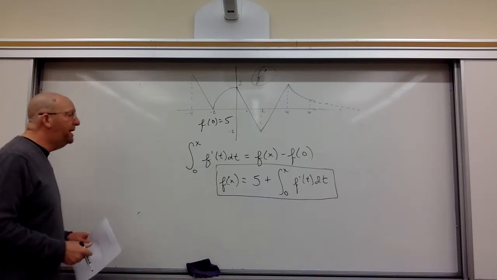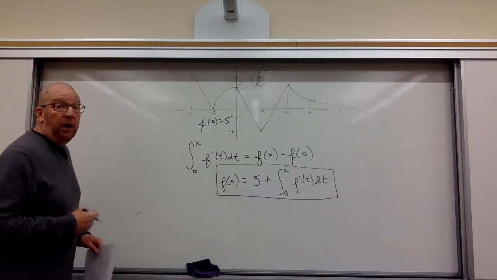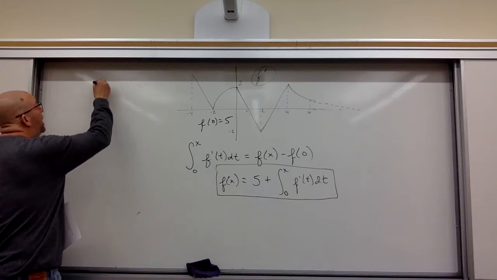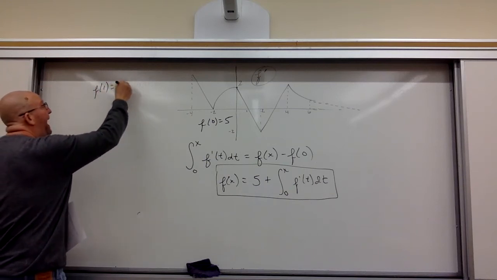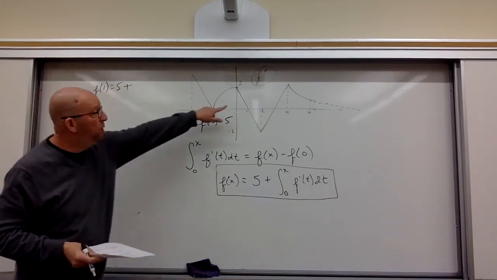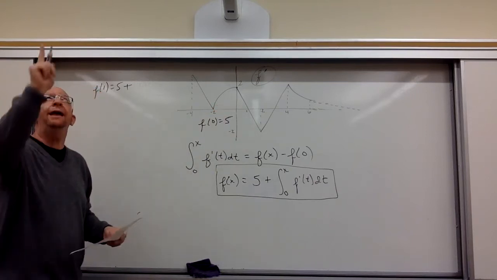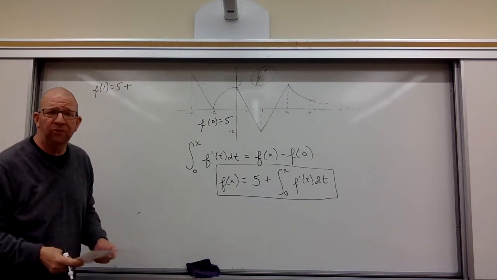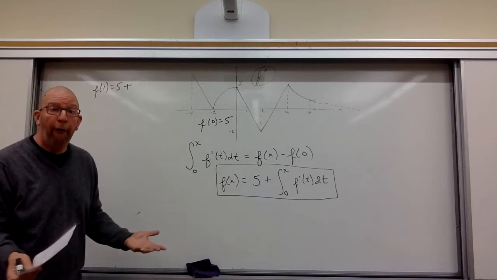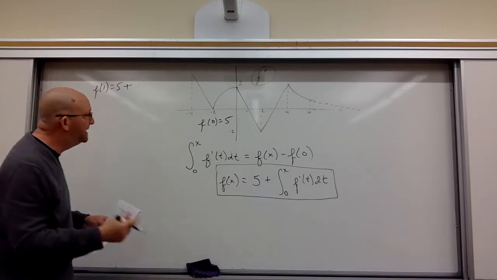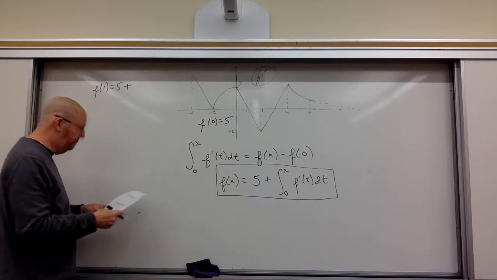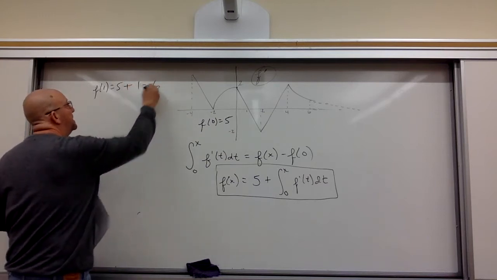Okay, f of 1 and f of 3. Here we go. Are we ready? f of 1. That's going to be 5 plus the integral from 0 to 1. Oh, area of a triangle. Hey, knuckle dragger up there in geometry. What do you get the area of a triangle? Oh, 1/2 bh. That's right. So we're going to go 5 plus 1, and we're going to get 6.